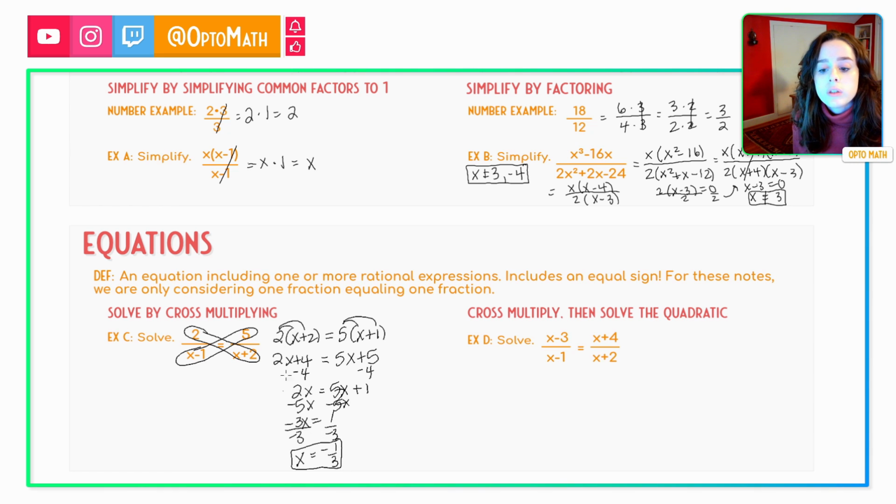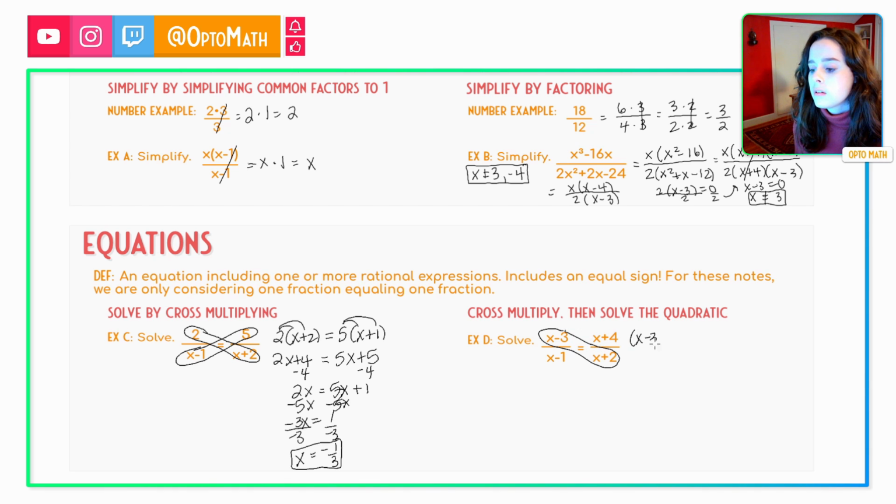Notice that we only had a highest exponent of 1 for x. We didn't have any quadratics, but we will have that in this next example because notice when we cross multiply, we're going to have an x times an x, which will give us x squared. So cross multiply, then solve the quadratic. So this is whenever you have an x in your numerator and denominator for at least one fraction, but if for both, it's definitely going to be the quadratic. So let's do our cross multiplication. I'll go ahead and draw the bubbles again just to help us out.